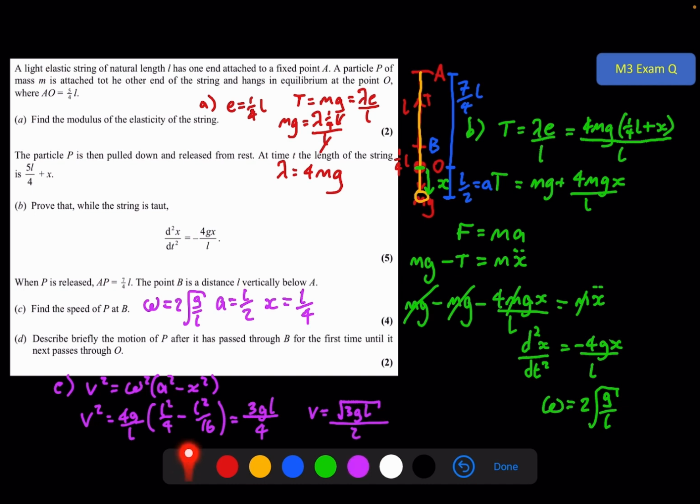Part D. Describe briefly the motion of P after it has passed through B for the first time. So if it's released from rest here, passing through B for the first time is on the way up, until it next passes through O. As it comes up here, it passes through O, maximum speed here, and then it slows down, but it is still going up at this point because the amplitude is bigger than that distance. So as it passes through B, it moves freely under gravity for a time before it comes back to B, and then it moves with simple harmonic motion again down to O.